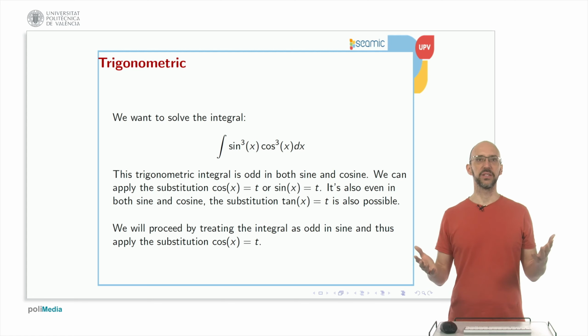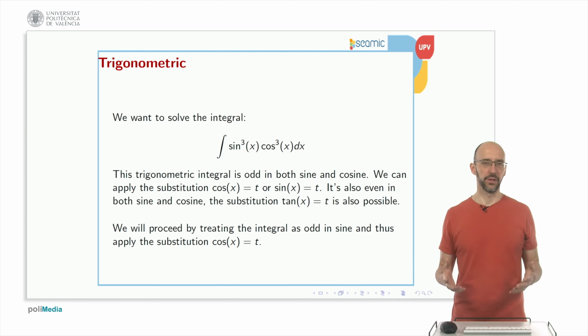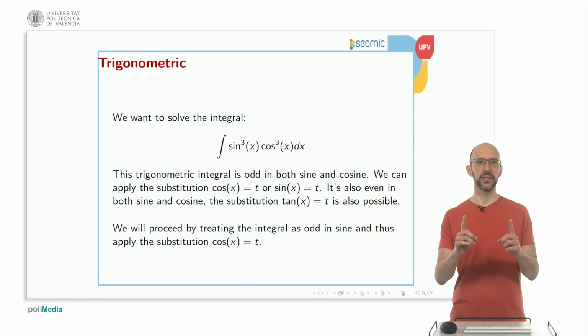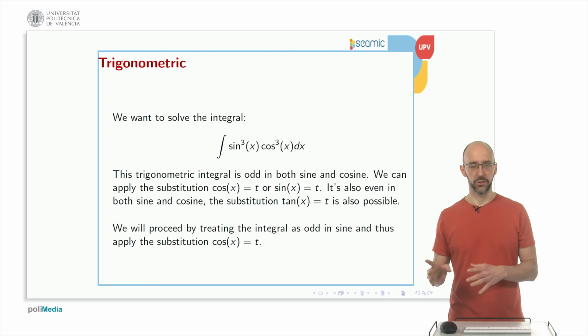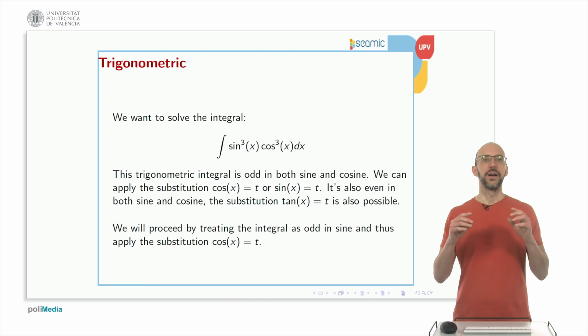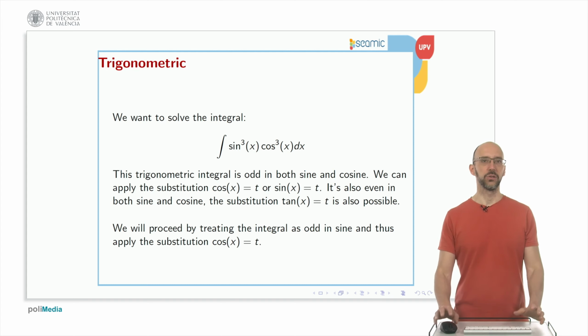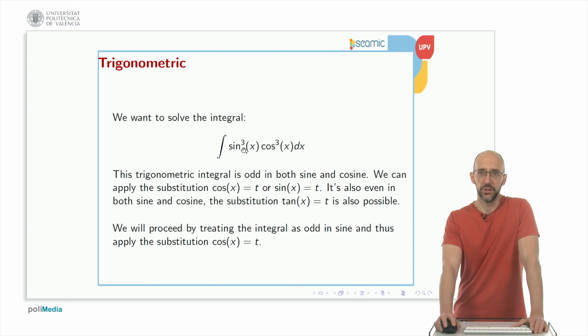Let's see an example. Sine cubed, cosine cubed. A product of two trigonometric functions. The power is 3. In this case, the function is odd in sine. It's also odd in cosine. And it's also even in sine and cosine. How do we know that? Normally because of the exponents of the function.